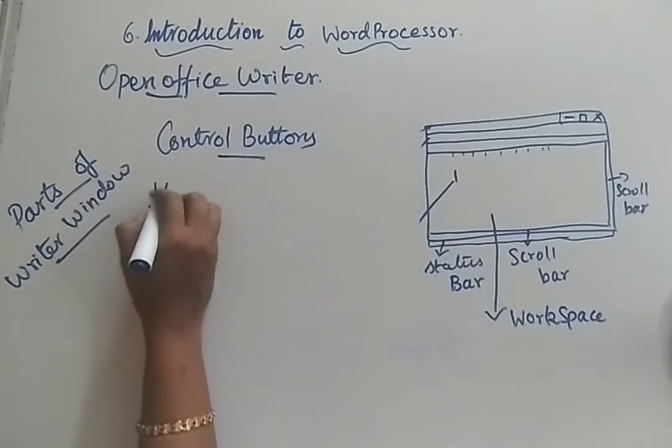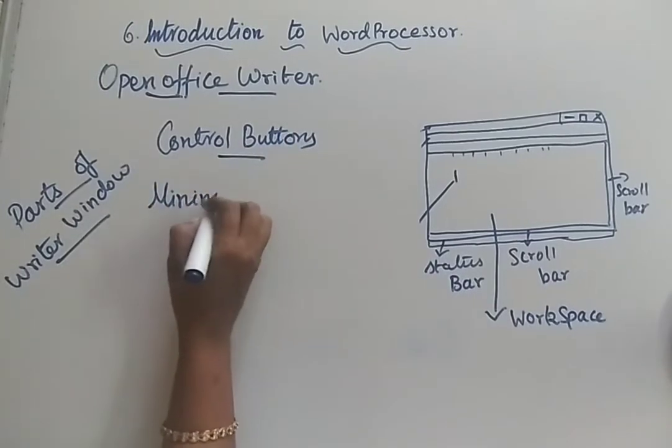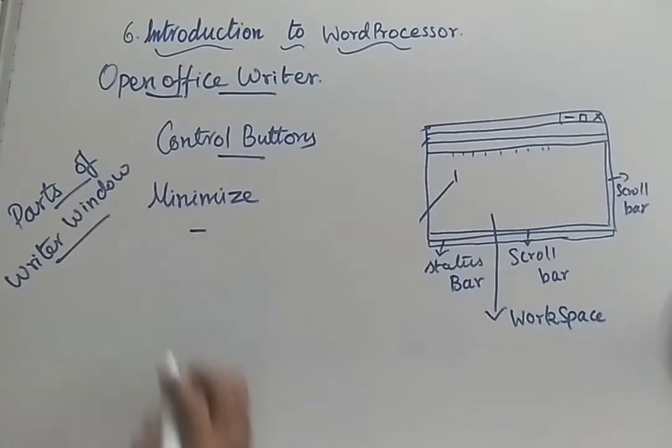Minimize means, by the name itself, reducing the size and bringing it to the taskbar. That is at the bottom of your Windows desktop, where you have the taskbar. If you are going to work with another document or another task, you can minimize it just by clicking that sign. It will be minimized and it will be seen in the taskbar.